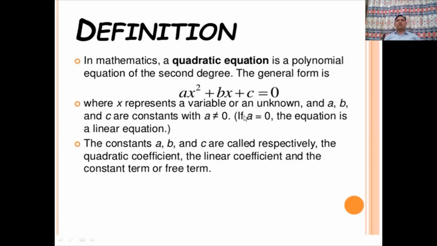So in other words, we can say that an equation which can be written in the form ax square plus bx plus c is equal to 0, where a is not equal to 0, is known as a quadratic equation. And a is the coefficient of x square, b is the coefficient of x, and c is the constant term.